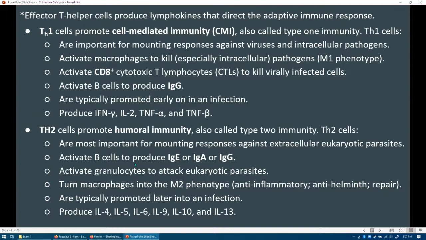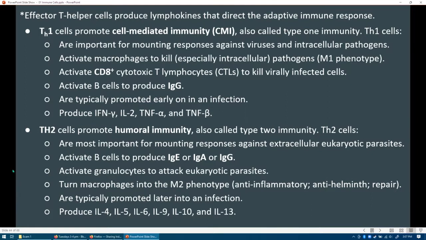Then there are the Th2 cells, which are sort of the antithesis of Th1 cells. They promote humoral immunity, also called type 2 immunity. And this is the immunity that helps promote responses against extracellular eukaryotic parasites. Things like worms and extracellular parasites. It doesn't have to be a worm, it could be something else too. Also, molds, fungi that are in the mold form during disease.